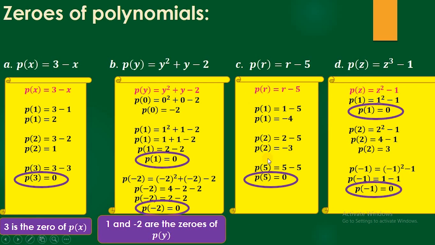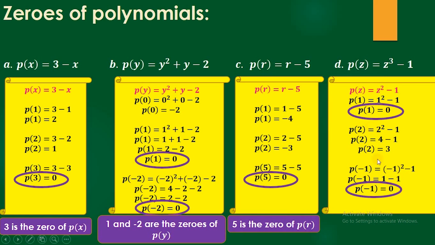And in the third example, we have p of 5 equal to 0. Therefore, we can write 5 is the 0 of p of r, because in polynomial p of r, if I put r equal to 5, then the given polynomial becomes 0. Therefore 5 is the 0 of p of r.